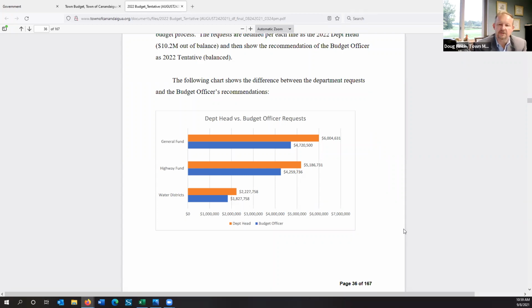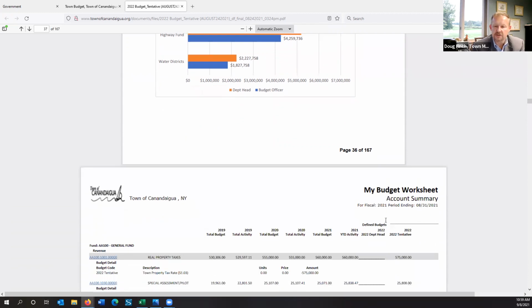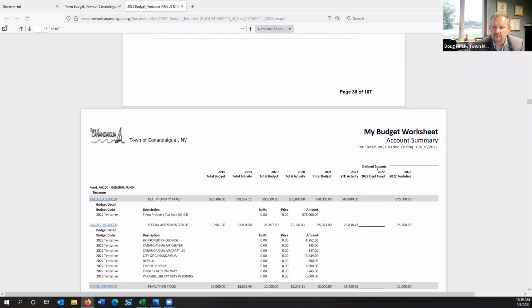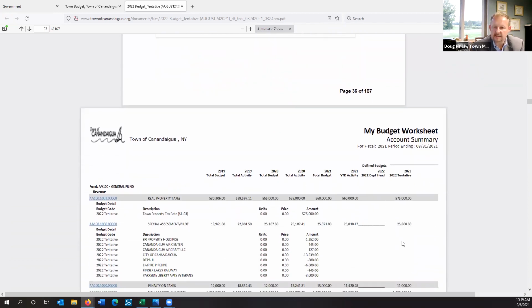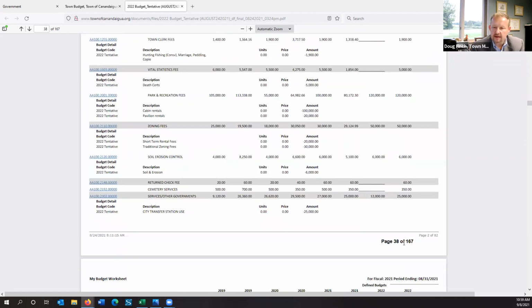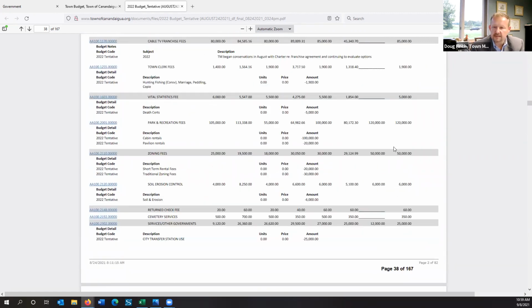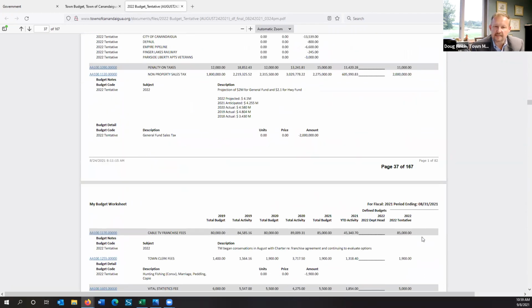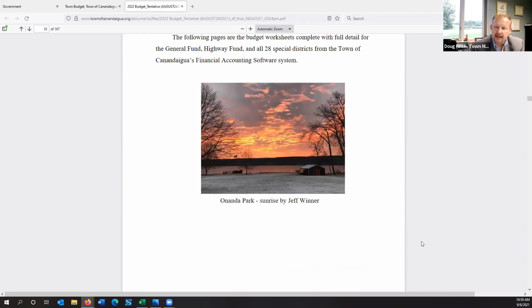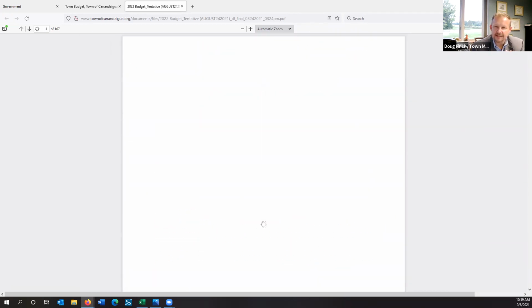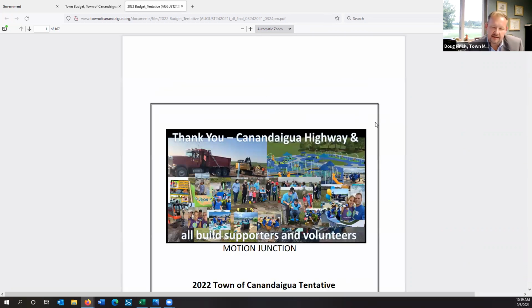It's all still in there, and you can actually see in the report section where you see this thing called the department head request, as well as the tentative budget. And then the town board really gets to see the differences in those numbers, where those exist, and some of the details. So a lot of information there, a whole lot more information. 167 pages make up the 30 budgets of the town of Canandaigua.